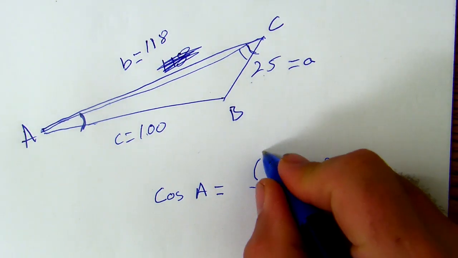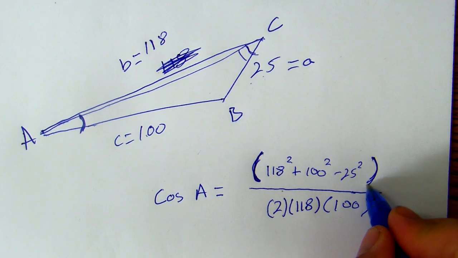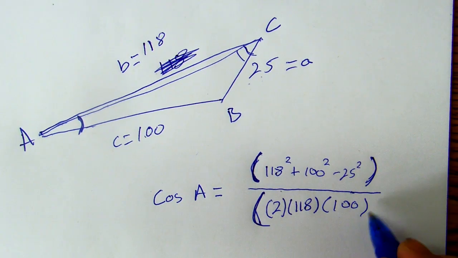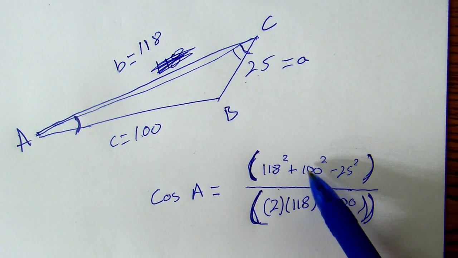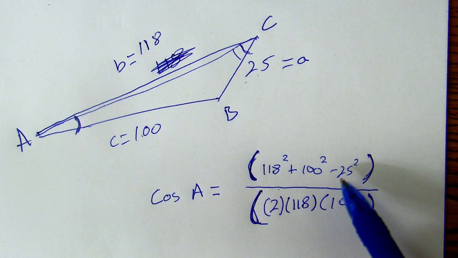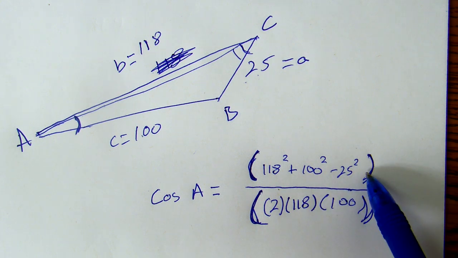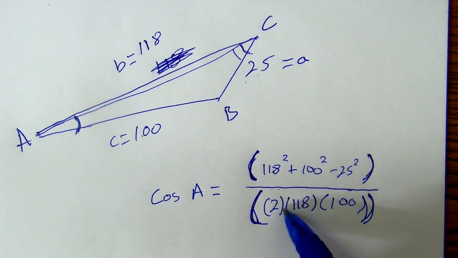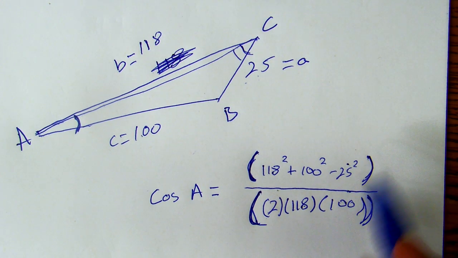All right. Now here's the deal. If you're trying to put this all in at once, if you don't get parentheses around that numerator and that denominator, you're not going to get the right answer. So you've got to be very careful with that. If I just say 118 squared plus 100 squared minus 25 squared, and then I say divided by 2, well, it's just going to take that answer and divide it by 2. And then whatever that is, it's going to take times 118 times 100, which is not right. So you got to be careful of that.